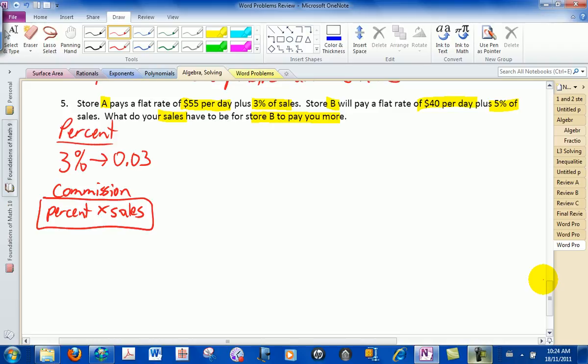So for us, let's come up with a let statement now. What should X equal? Maddie? Number of sales, or the sales amount. Okay? So how much did you sell? That's what X is. So we have A, store B. What sign are we going to have? What is the sign going to eat? Yeah, B, because you want to figure out when is B going to be more.